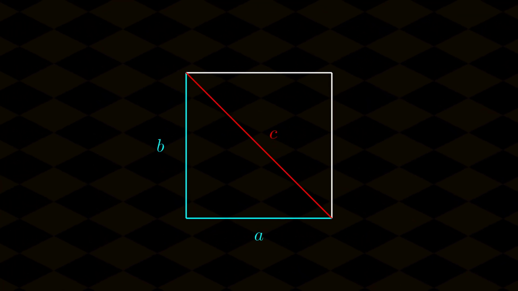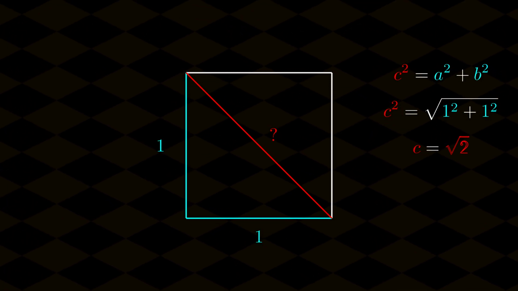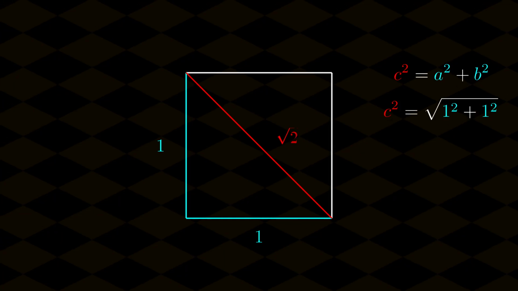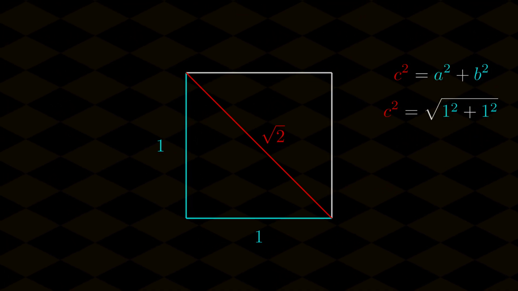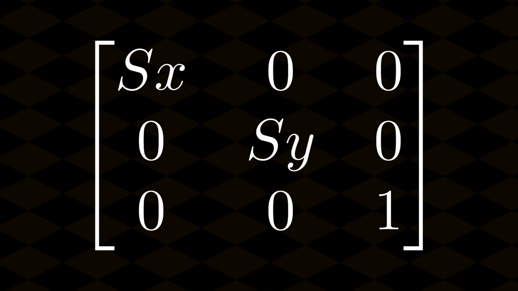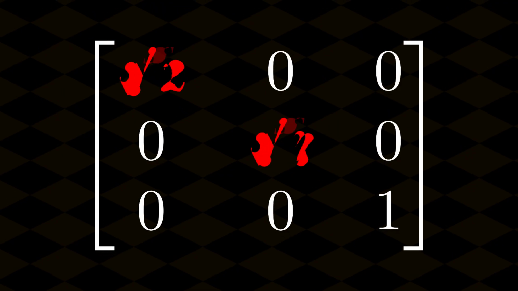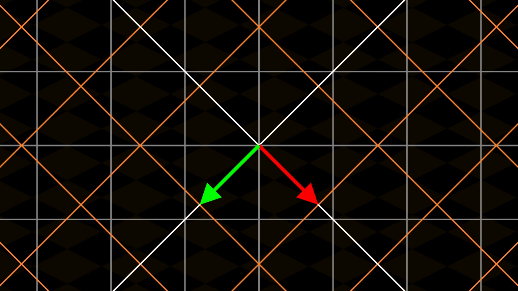Okay, next step, we said we want our unit vector to become a full diagonal of the 1 by 1 square. By using a simple Pythagorean theorem, we know that this diagonal equals the square root of 2. So we need to scale our space by square root of 2. This is the affine matrix for scaling. So we scale both x and y by square root of 2. And this is how this transformation looks like.